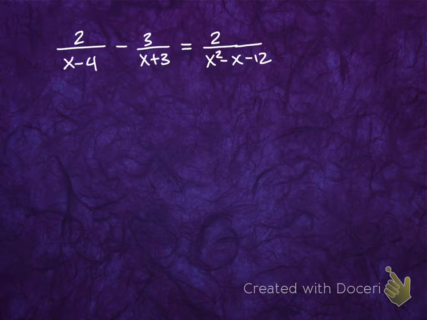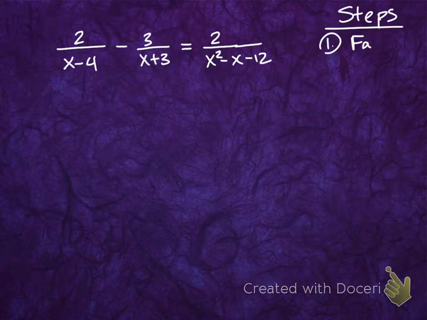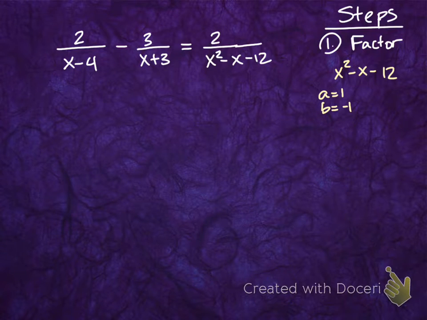So we're going to follow our steps. Our first step is always factor. So let's put that over here. Step 1, factor. Well, in this case, the only thing we can really factor is this x squared thing. So let's factor x squared minus x minus 12. Our a is 1, our b is negative 1, and our c is negative 12. A times c is negative 12.